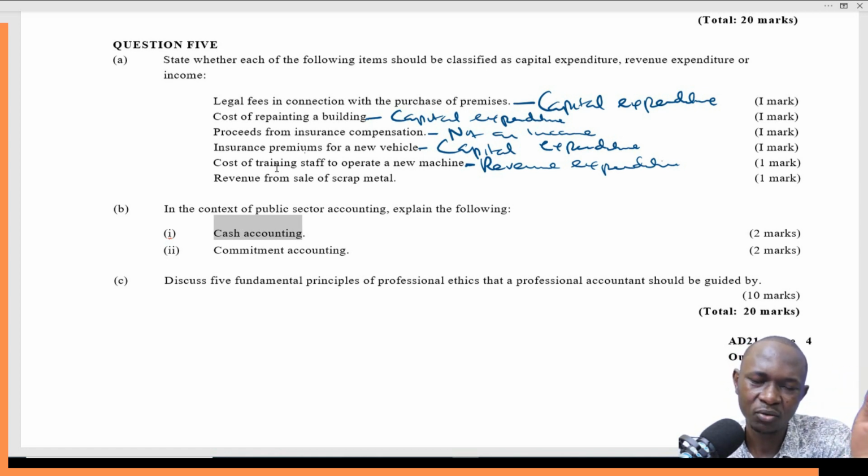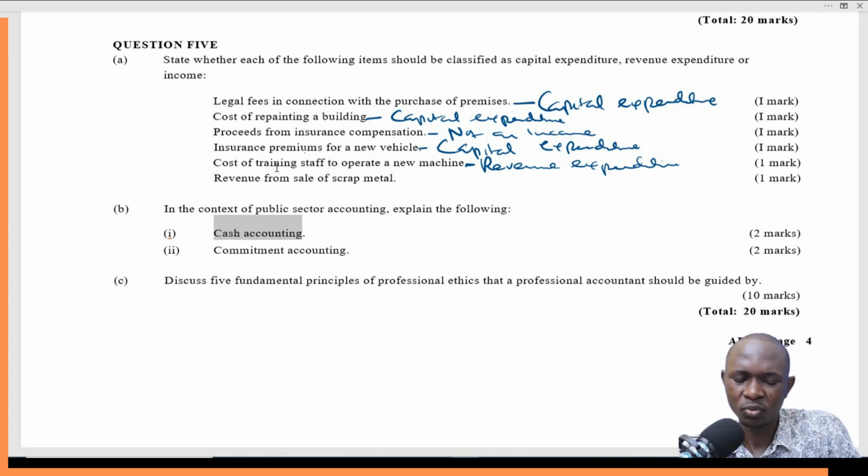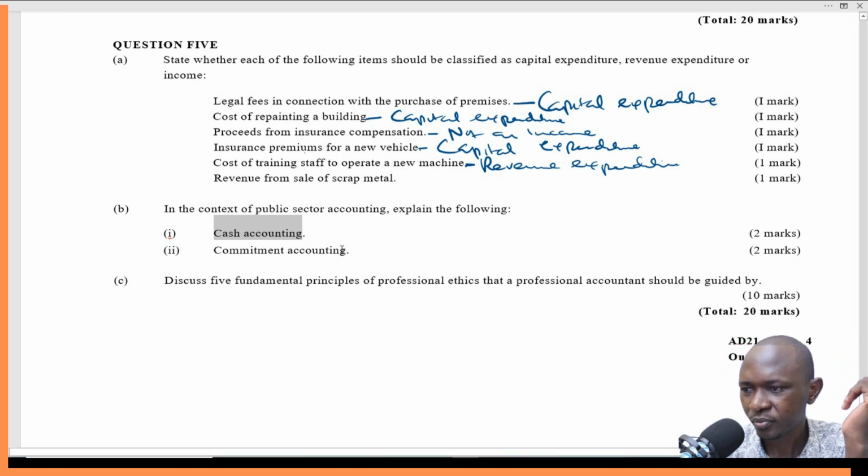Staff generally are not treated as assets; they are treated as revenue expenditures. And you might train them today and tomorrow they resign. So again, it loses that aspect of capitalizing it, because when we talk about capitalization, it is something that is supposed to be used for quite a longer period of time.